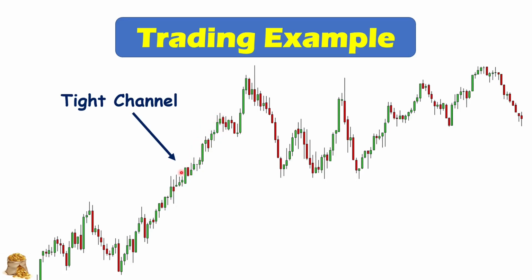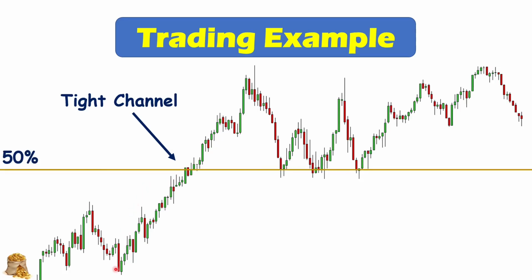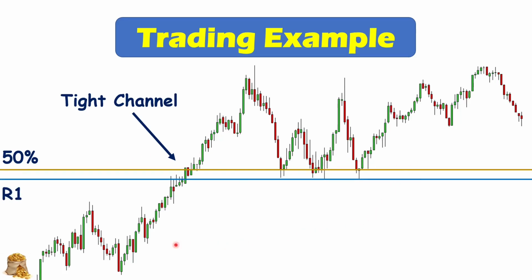And then the same setup here: we can measure from the bottom of the channel to the top of the trend, and then find out the 50% retracement level. At the same time, we also have an R1 level on the chart. So when the market comes down here to test the 50% level and also the R1 level, you can see the market reverse immediately. So this is a long opportunity.